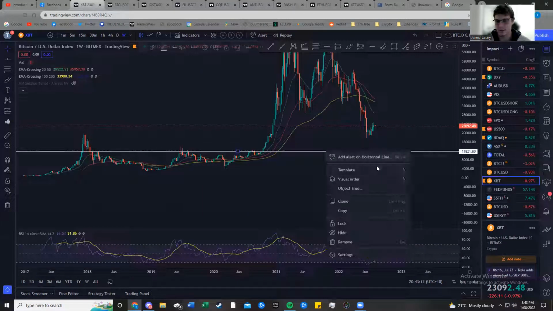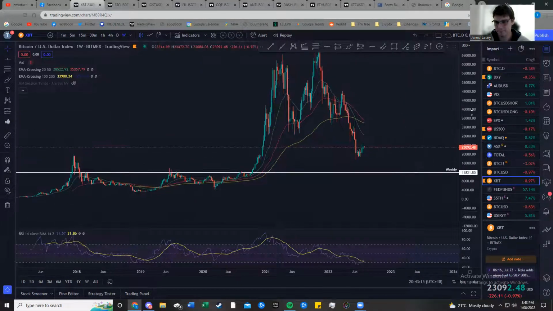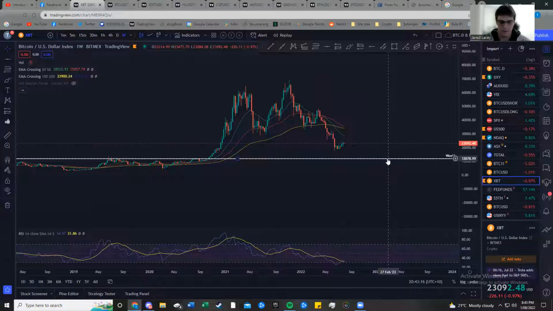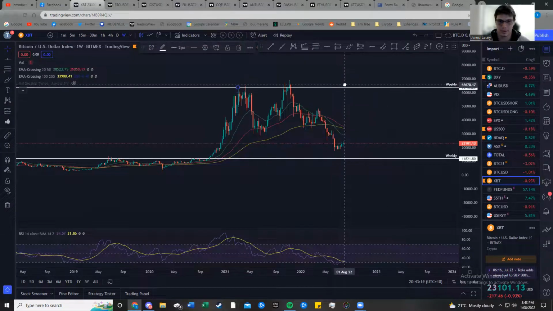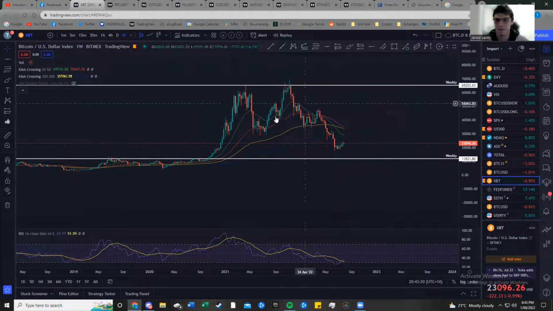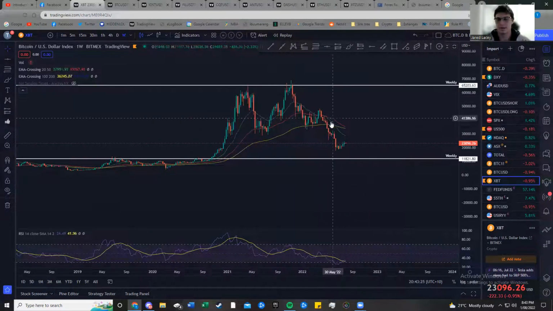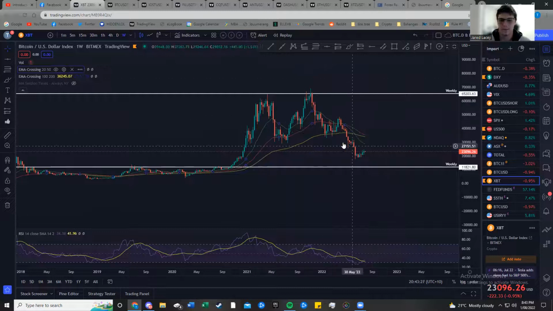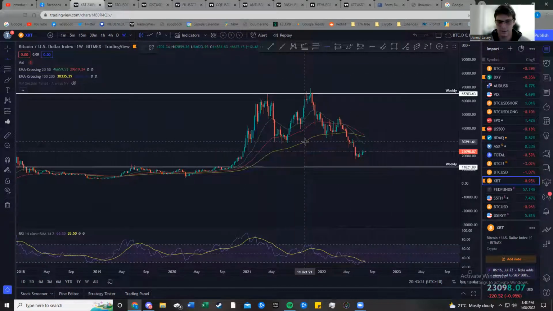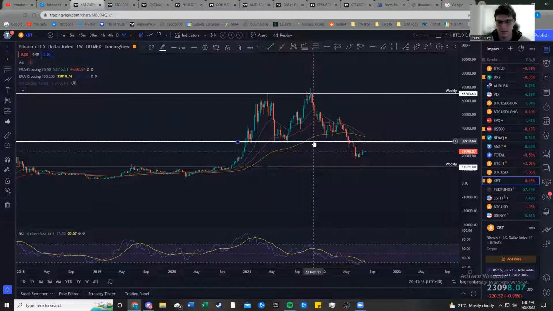So I'll write down weekly. And I'll move this up to, yeah. So this is our weekly support, weekly resistance. So same as before, actually, there's another weekly level here. Just put that there. It's another weekly level. And then we're going to jump down to the daily.